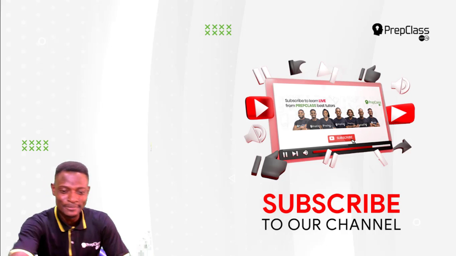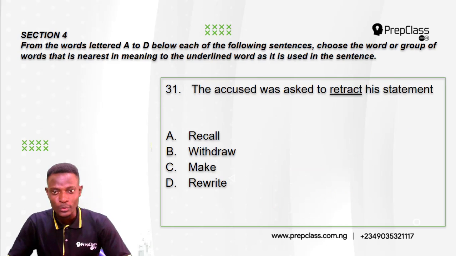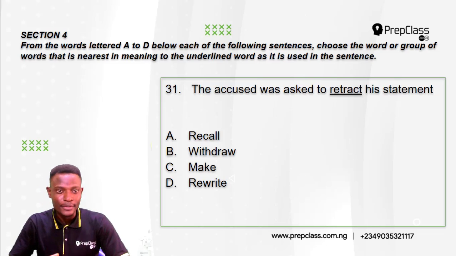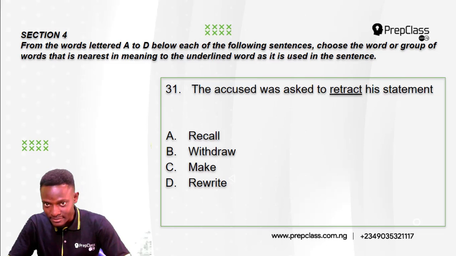Alright, let's begin. Now, for question 31 to question 35, we have an instruction here, and the instruction reads: from the words lettered A to D below each of the following sentences, choose the word or group of words that is nearest in meaning to the underlined word as it is used in the sentence.